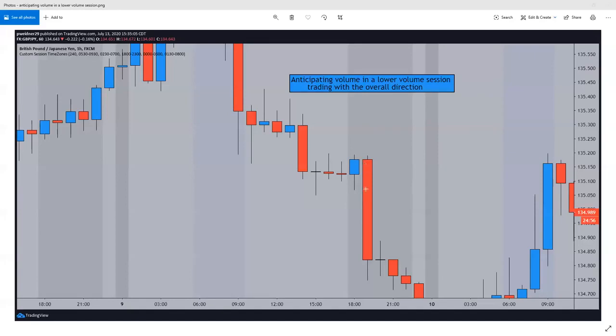But then you're kind of selling against a bullish hourly candle, which might not be the best trade, especially with this being a decent candle. So ideally down here would have been better. But that's how you can kind of anticipate some volume for the Asian session at least.